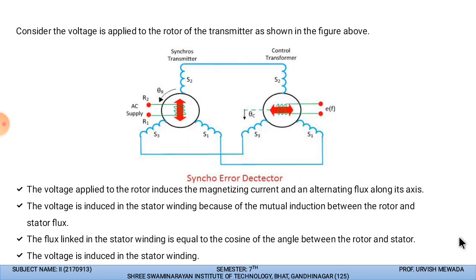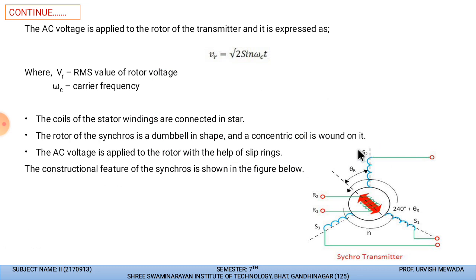Now here, this is the structure of the synchro transmitter. The coils of the stator windings are connected in star, so this is the star connection. This is the shape which forms the star connection, and the rotor of the synchro is dumbbell in shape, so it looks like a dumbbell. That's why it is also called the salient pole machine, and a concentric coil is wound on it.